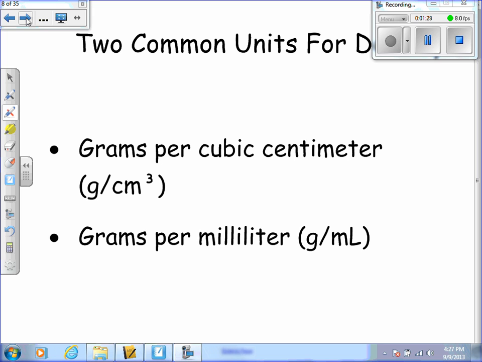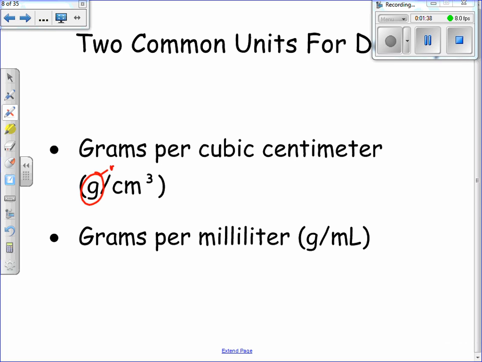Some common units you might see for density are grams, that's the mass, per cubic centimeter, that's the volume. Another unit of density is grams, that's the mass, per milliliter, which is the volume. So these are 2 ways that we can express density as far as the units go.